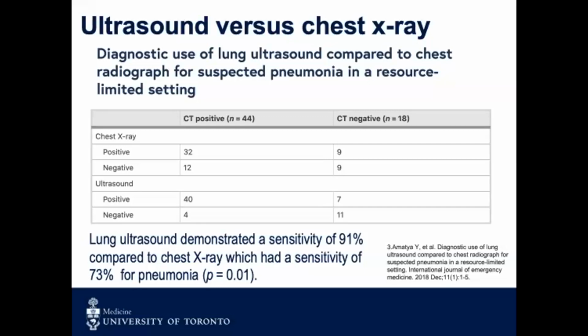And so overall, the study had 62 patients. 71 had radiographic evidence of pneumonia on CT scan. Lung ultrasound was positive in 40 out of 44 of those patients, demonstrating a sensitivity of 91%. Chest X-ray was positive in 32 out of 44 patients, yielding a sensitivity of 73%. Again, specificity was not statistically significant. And when they actually did a subgroup analysis, there was not a lot of ultrasound interpretation variability.